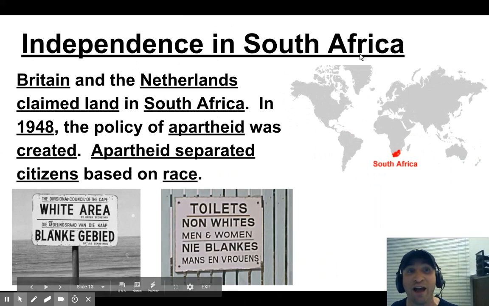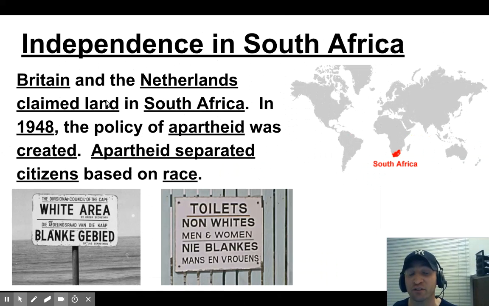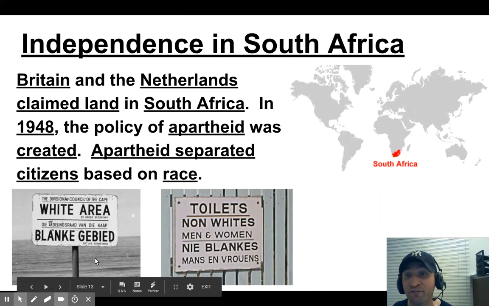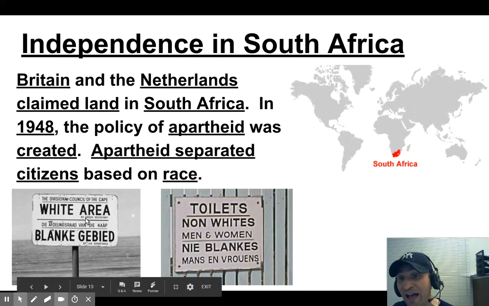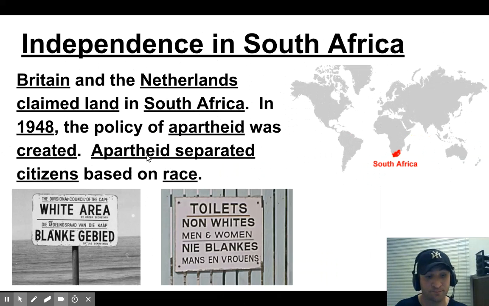Independence in South Africa. We go further south. Britain and the Netherlands claimed land in South Africa. In 1948, the policy of apartheid was created. Apartheid separated citizens based on race. And you would see signs like this around South Africa that separated in public the races. Whites and blacks had to go to different beaches, and whites and blacks in South Africa had to use different bathrooms. Those are just two examples of apartheid.